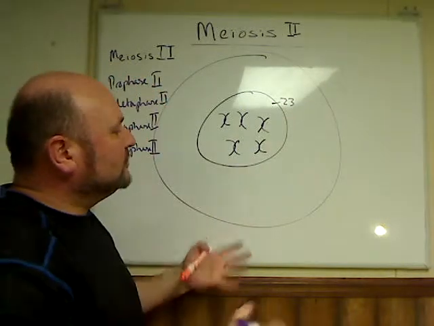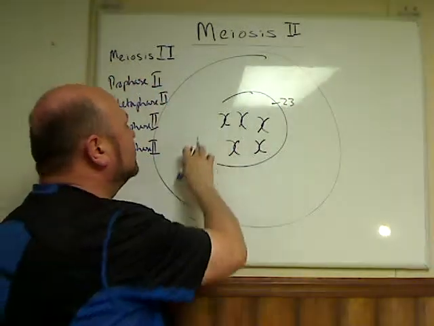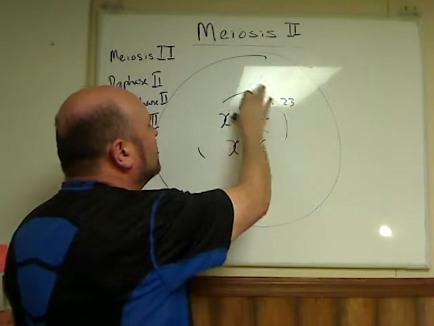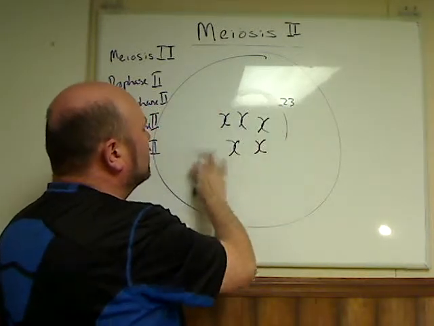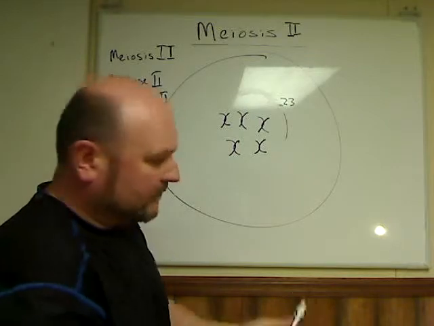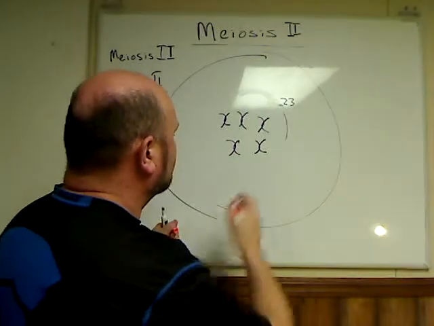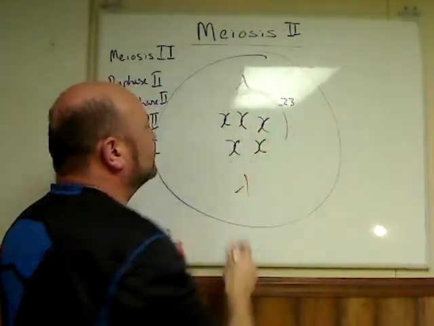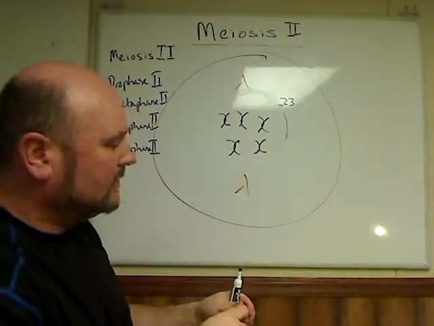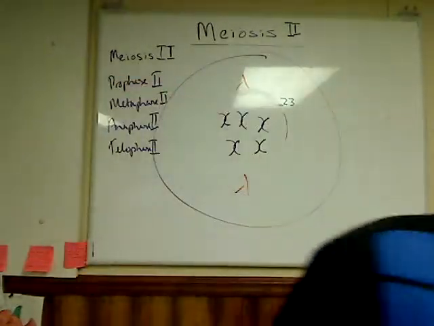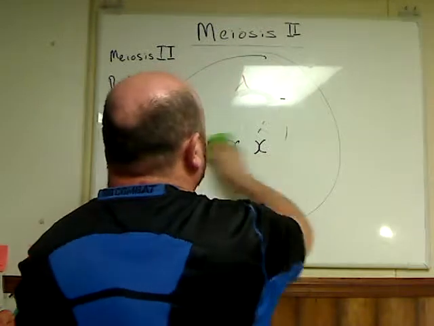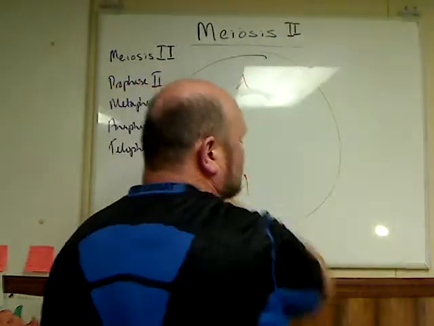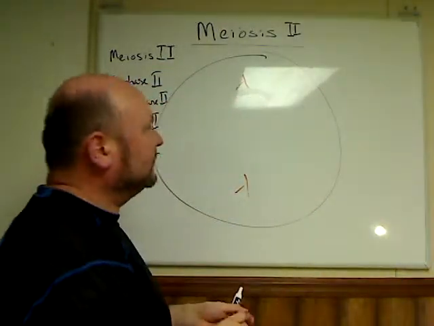So what's left to do? Well, prophase, we get rid of the membrane again. Centrioles go north and south, so we're seeing the same thing happen. And guess what? We've halved the chromosome number.